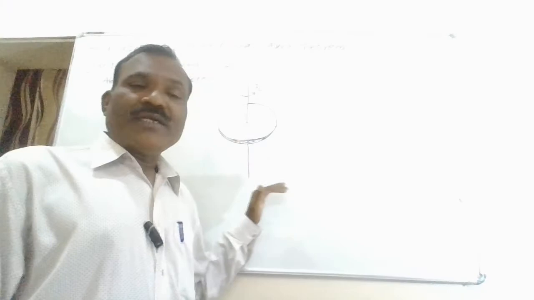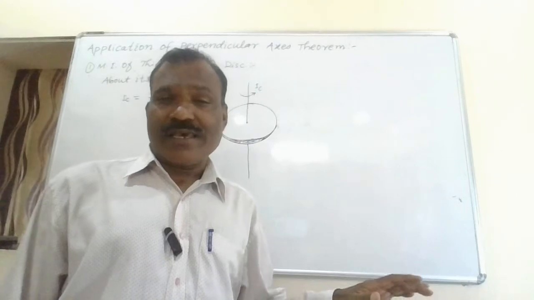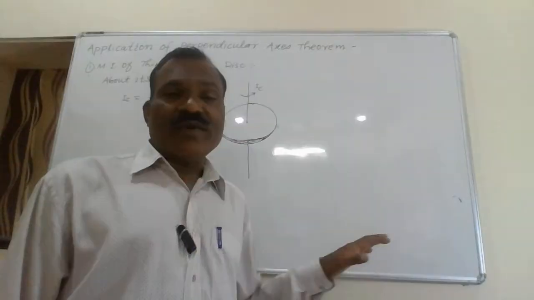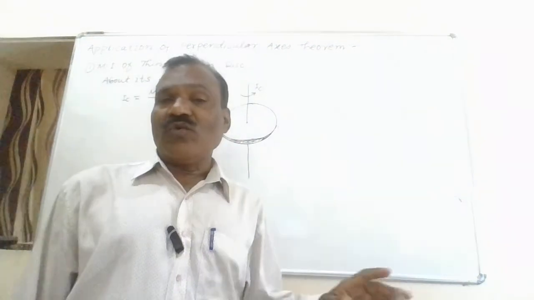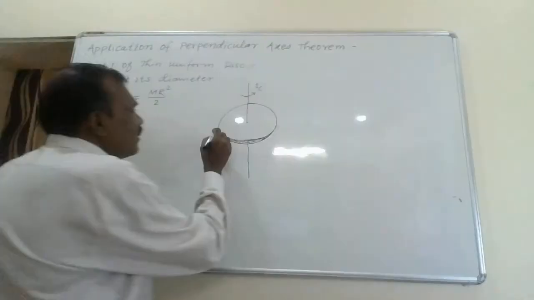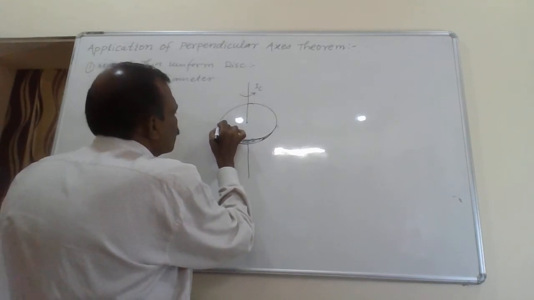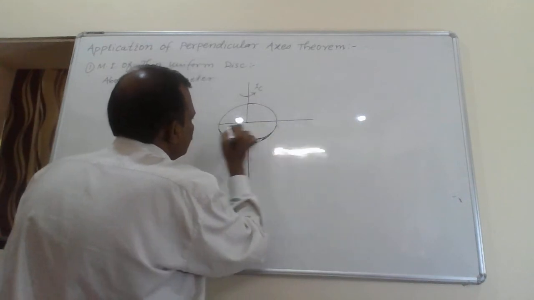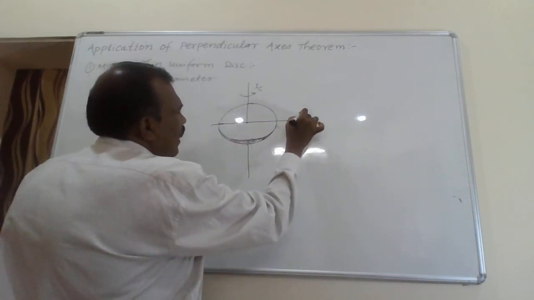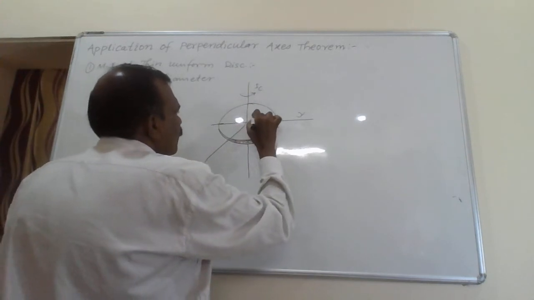This disk is very thin, therefore it can be treated as a plane lamina. And we can apply the perpendicular axis theorem here to find the moment of inertia of a disk about an axis along the diameter. So let us consider two diameters which are mutually perpendicular to each other. This is our x, and another is passing in this direction, suppose this is our y.